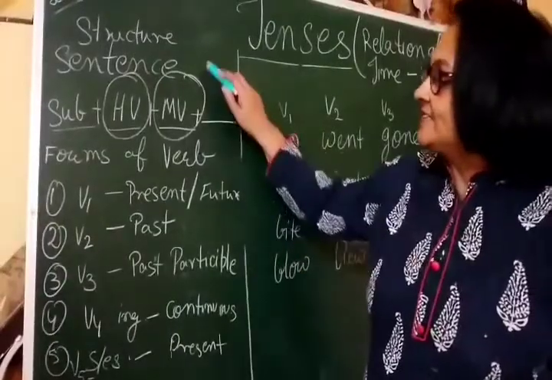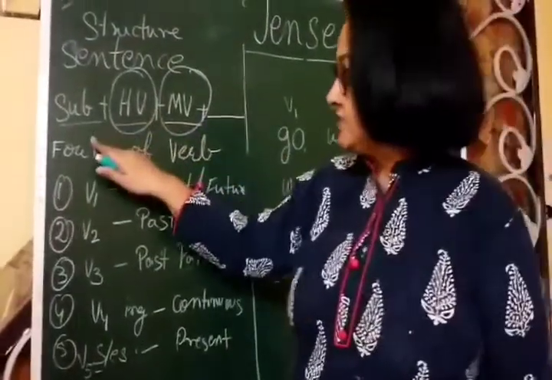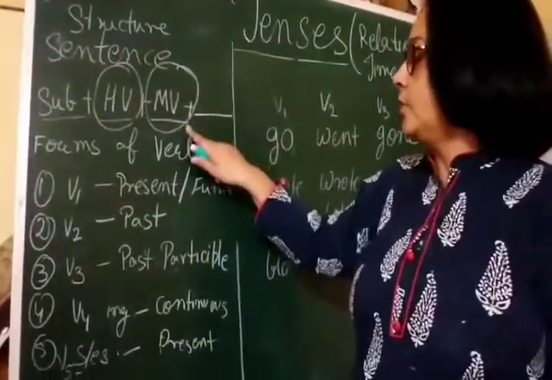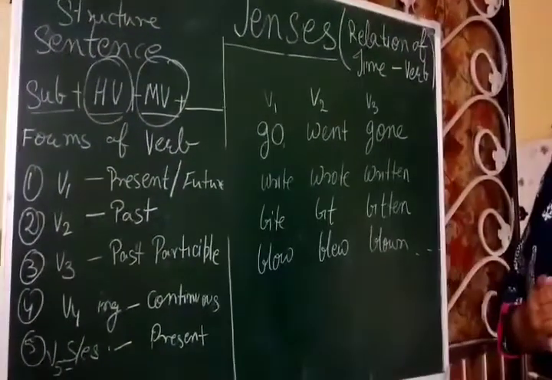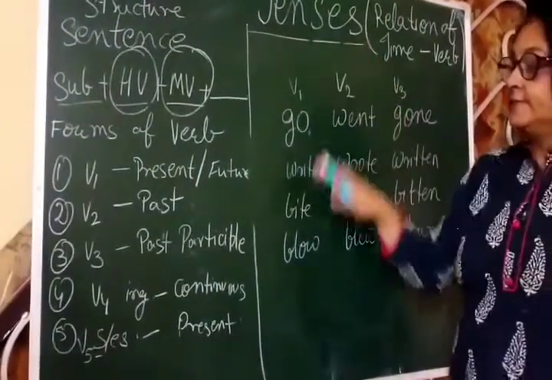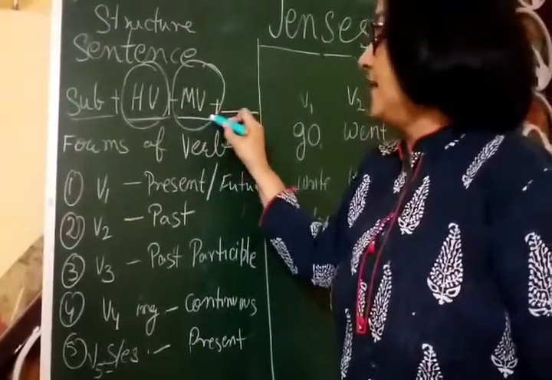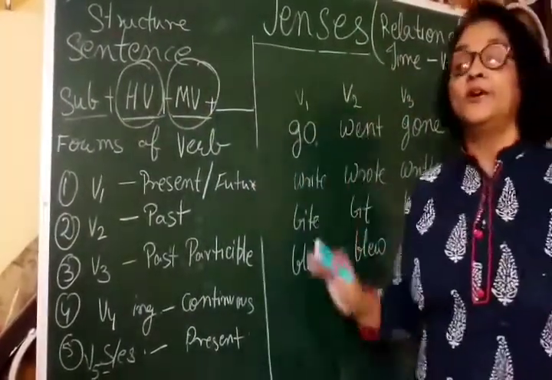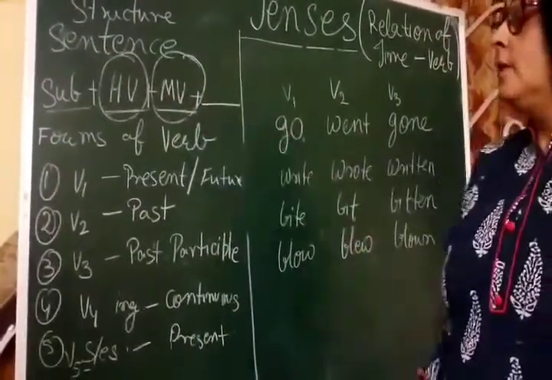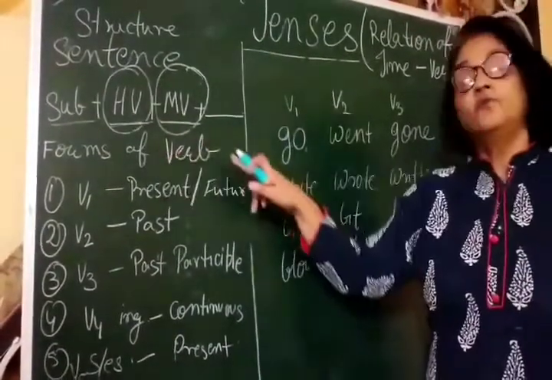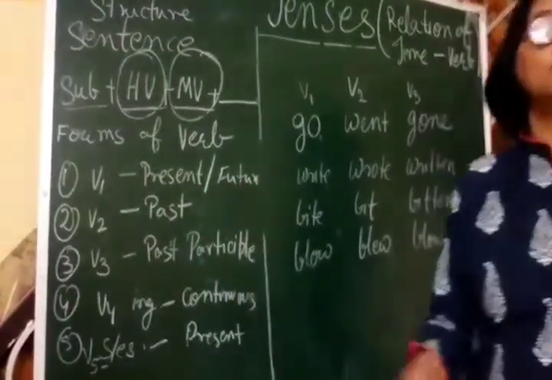The structure of the sentence basically has the following parts: subject, helping verb, main verb, plus the complementary body or the complementary part. Here, in tenses, we have to just consider the helping verb and the main verb. Subject and the complementary body don't change. What changes is the helping verb and the main verb. Now we should know the forms of verb. There are 5 forms of verb. We are aware of 3: V1, V2, V3.